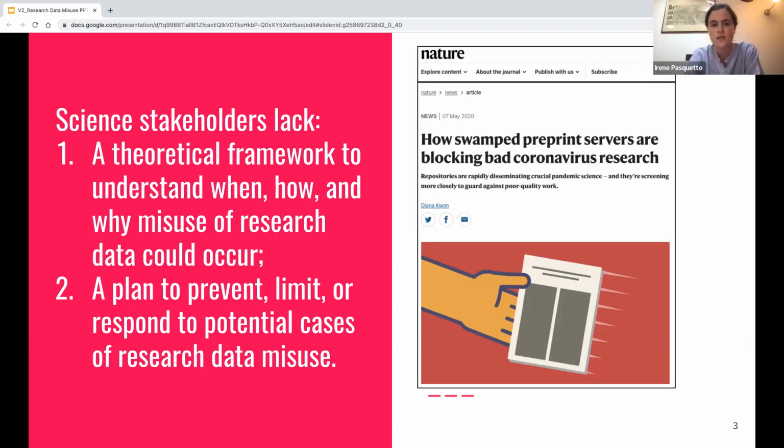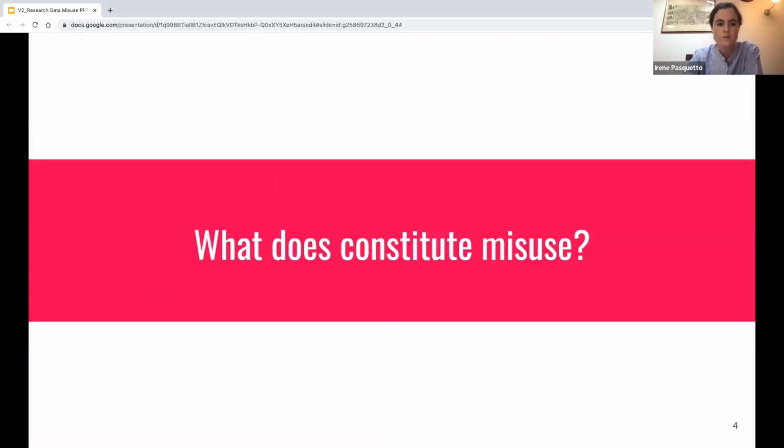So during the COVID-19 health crisis, science stakeholders found themselves lacking both a theoretical framework to understand when, how, and why misuse of research data could occur, as well as a plan to prevent, limit, or respond to potential cases of research data misuse.